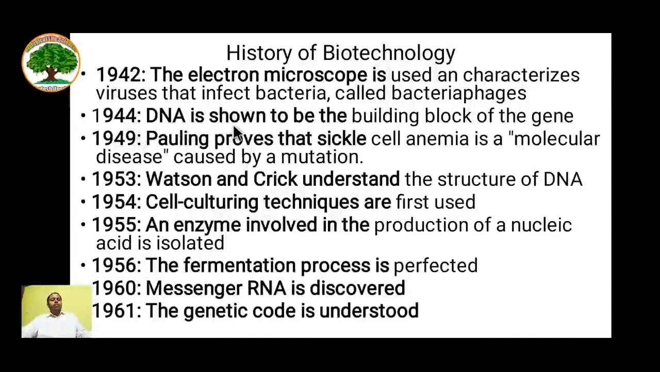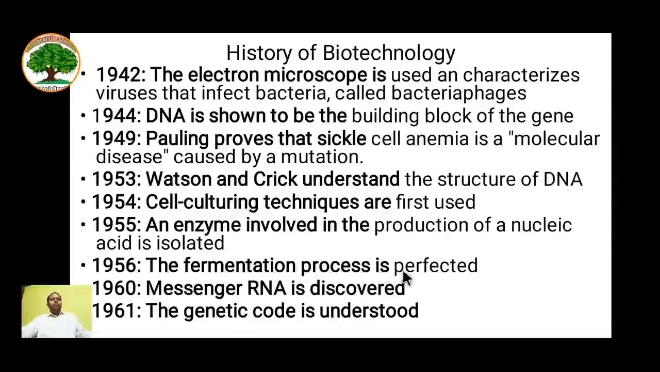In 1941, DNA is shown to be the building block of the gene. In 1949, Pauling proves that sickle cell anemia is a molecular disease caused by a mutation, a substitution of amino acids. In 1953, Watson and Crick understood and proposed the structure of DNA. In 1954, cell culturing techniques were used. In 1955, an enzyme involved in the production of nucleic acid is isolated, that is DNA polymerase.